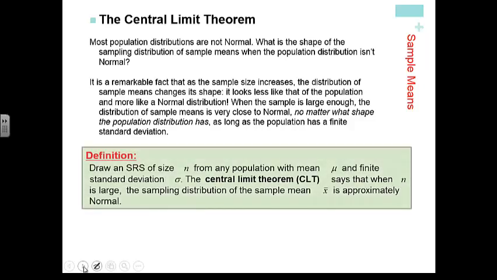So if we draw a simple random sample of size n from any population with mean mu and a finite standard deviation sigma, the central limit theorem says that when n is large, the sampling distribution of the sample mean is approximately normal. We can abbreviate the central limit theorem as CLT, and you can always use that.